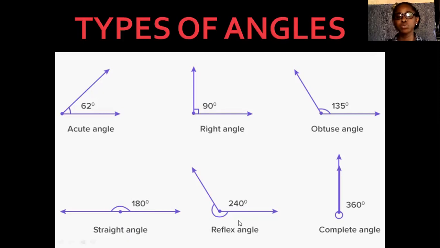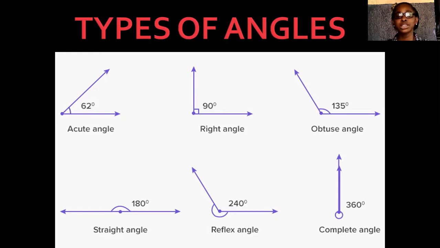We have this one, which is what? Reflex angle. Reflex angle is what? 240 degrees. It can be more than 180, but must not be more than what? 360 degrees. A reflex angle is an angle that is more than 180 degrees but less than what? 360 degrees. You have the examples, there are very many.